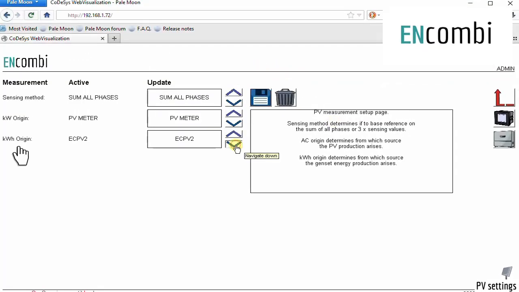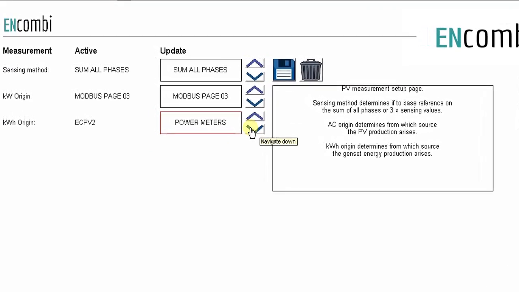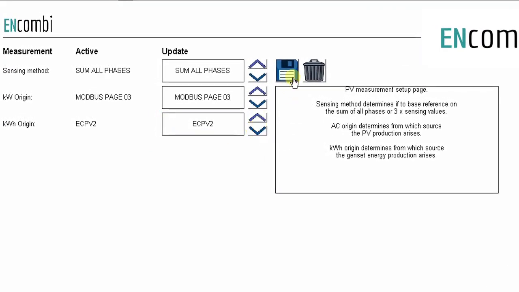Kilowatt-hour origin determines from where to retrieve or calculate the PV energy production. Here 2 methods are supported, which are ECPv2 and power meters. If the production is measured with a power meter, the ECPv2 will read the total energy counter from the power meters and summarize the production. In this case the setting will be power meters. The other option is ECPv2. In this scenario, the controller integrates energy counters itself based on the measured kilowatt.